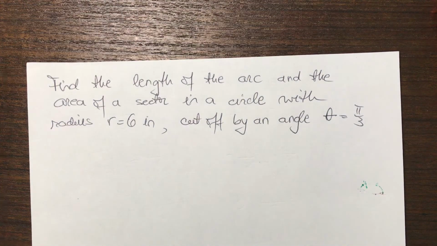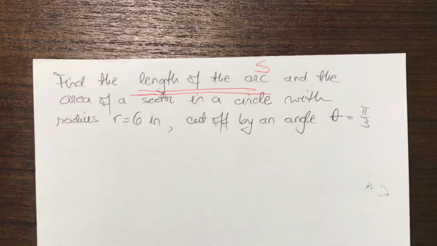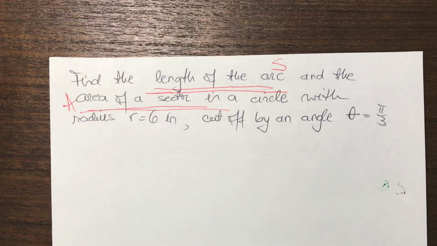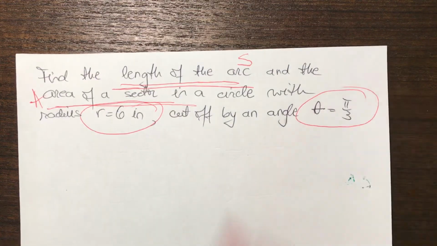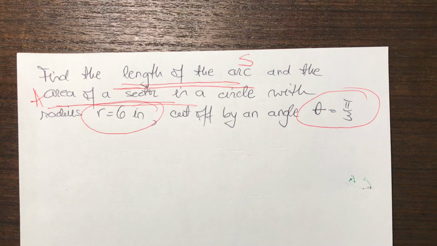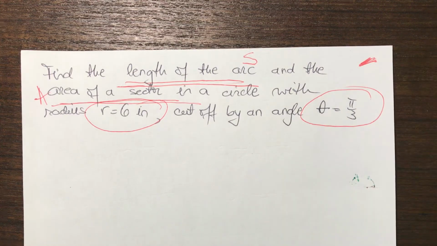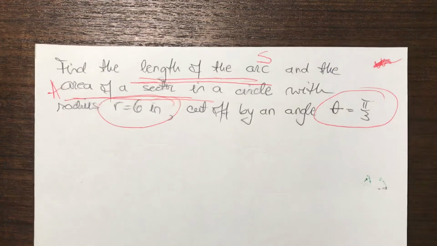Find the length of the arc, which would be S, and the area of a sector, we'll call it A, in a circle with a radius of 6 inches, cut off by an angle theta that's pi over 3. So is this degrees or radians? Of course, the pi gives it away. I could put pi degrees, and that would mean 3.14 degrees, a tiny, tiny angle like that. What gives it away is that it doesn't have a degree symbol.